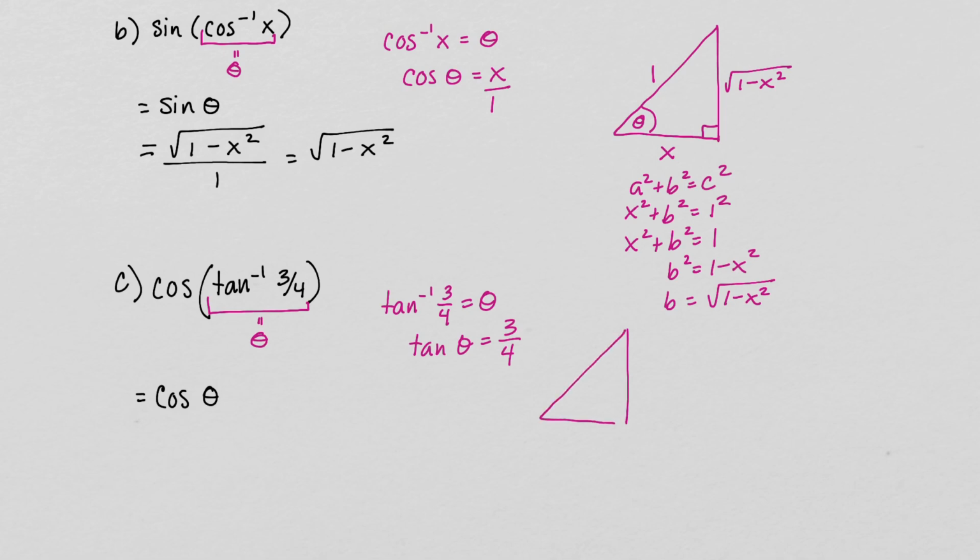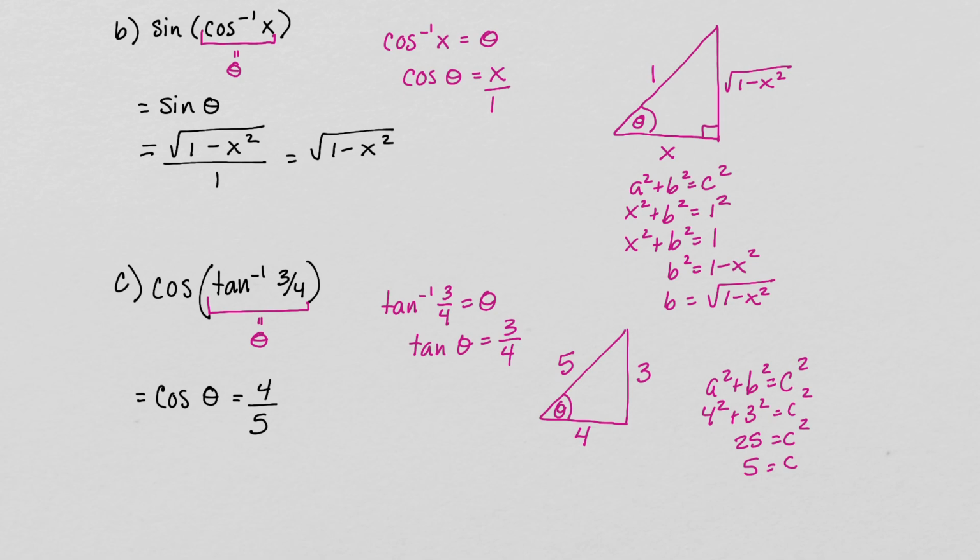If I draw this, tangent is opposite 3 over adjacent 4. Then I can use the Pythagorean Theorem to find that missing side. So a squared plus b squared equals c squared. So 4 squared plus 3 squared equals c squared. 16 and 9 is 25. So 25 is equal to c squared, or c equals 5. So this side's going to be 5. And then, as Carrie said, it's going to turn out to just be 4/5, because we're looking for the adjacent, which is 4, over the hypotenuse, which is 5.